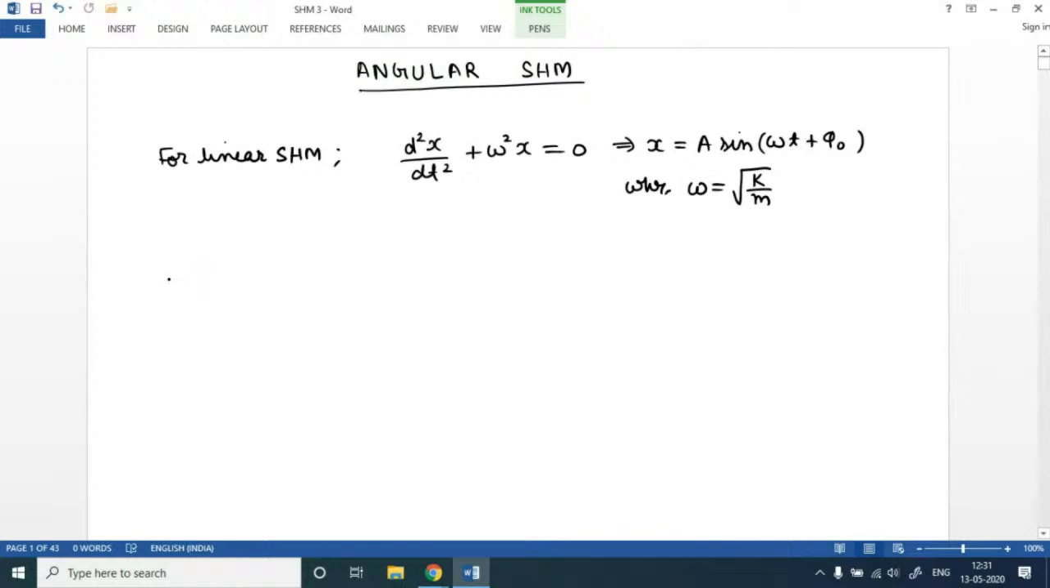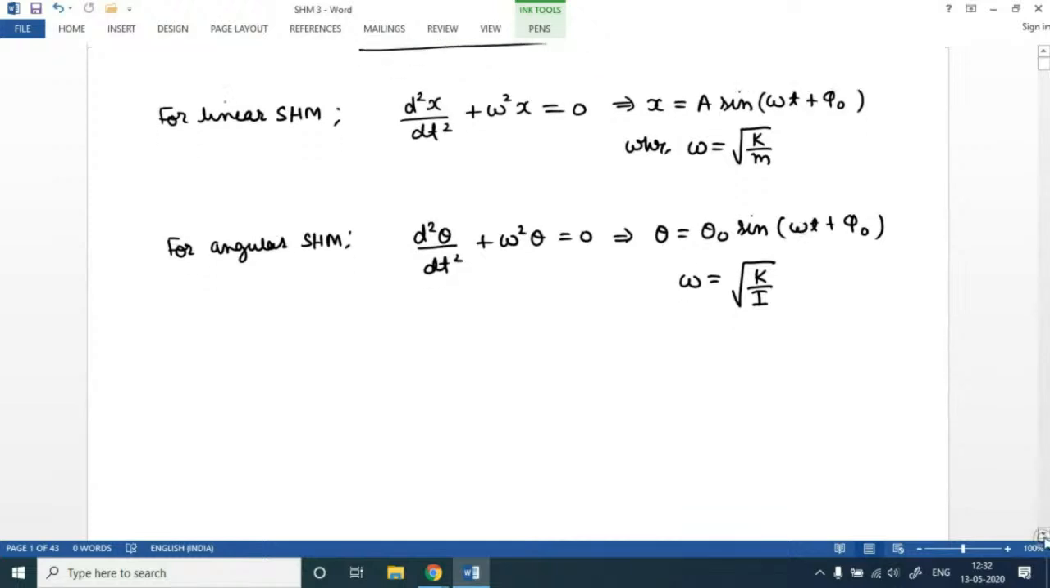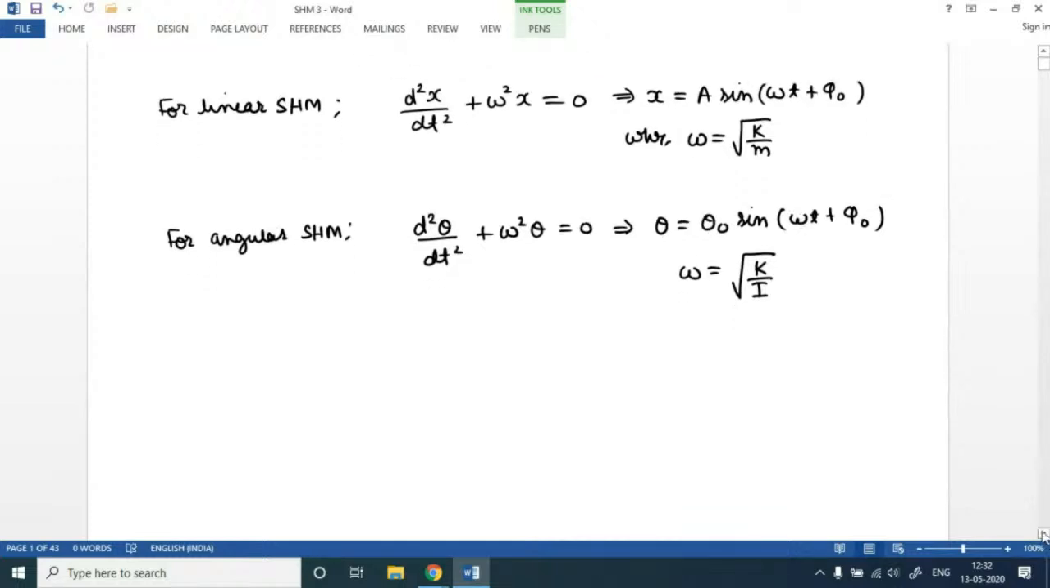So for angular SHM, similarly we can write the differential equation: d2 theta by dt square plus omega square theta is equal to 0. That will give us theta is equal to theta naught sine(omega t plus phi naught), where omega would be root under k by I. Here omega will be the angular frequency of SHM. So let's have some examples of angular SHM.